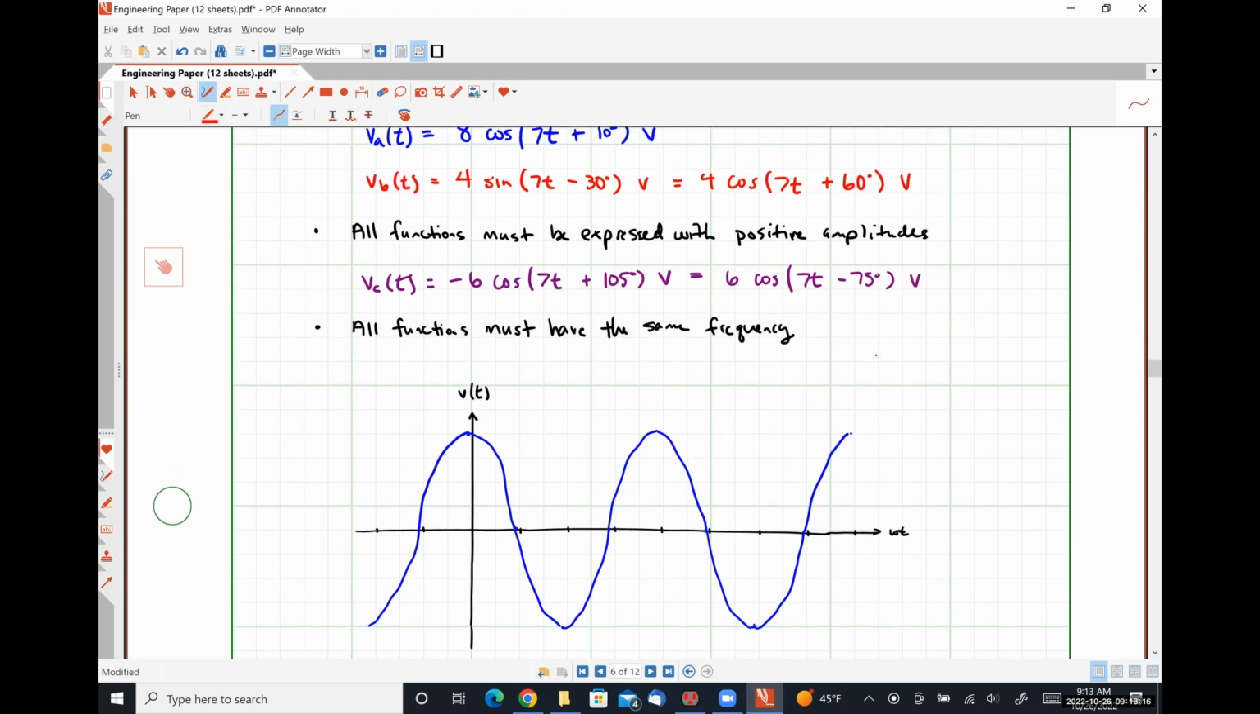So the blue curve is VA of t. The red curve here is going to be VB of t. So we have a cosine with a phase angle of positive 60 degrees, and its magnitude is 3. Sorry, its magnitude is 4, so it should be 1 smaller than that. My apologies.